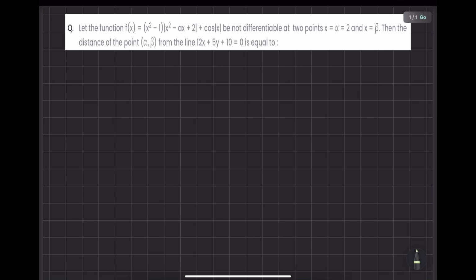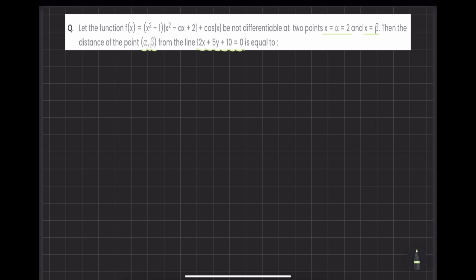So, we got a wholesome new problem which says: let the function f of x equal to this be not differentiable at 2 points, x equals to this and this. Then the distance of the point alpha comma beta from the line this.